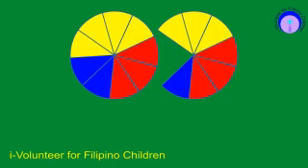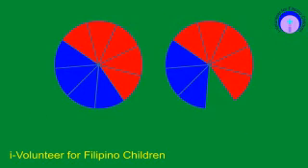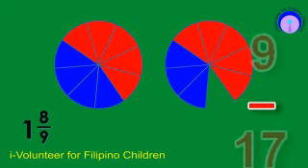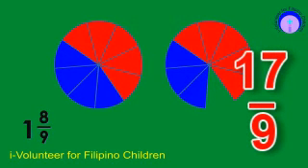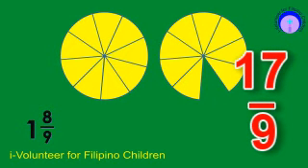Can you convert this mixed number into its improper fraction? The improper fraction is 16/9. Can you convert this mixed number into its improper fraction? The improper fraction is 17/9. Can you convert this mixed number into its improper fraction? The improper fraction is 17/9.